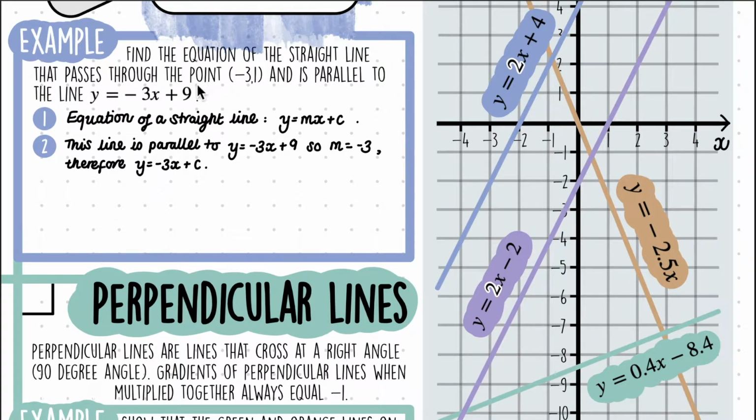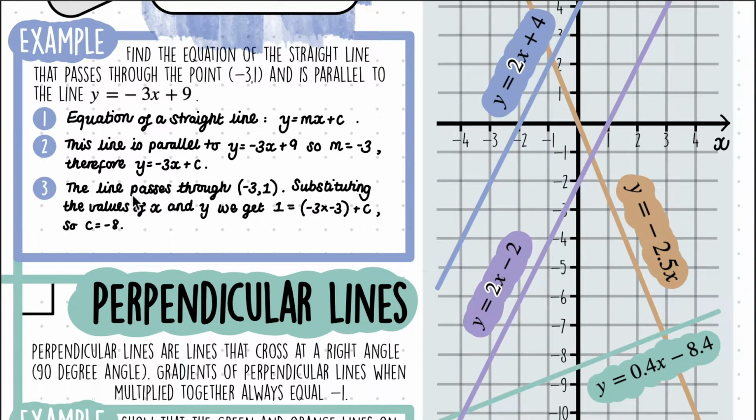Going back to our question, there's always little bits of information that we can use, and the next bit of information to use is that our straight line passes through this point, -3, 1. What that tells us is that when this little x here in our equation is equal to -3, this y here is equal to 1. So we can plug these values of x and y from this point into our equation and then rearrange to find the value of c.